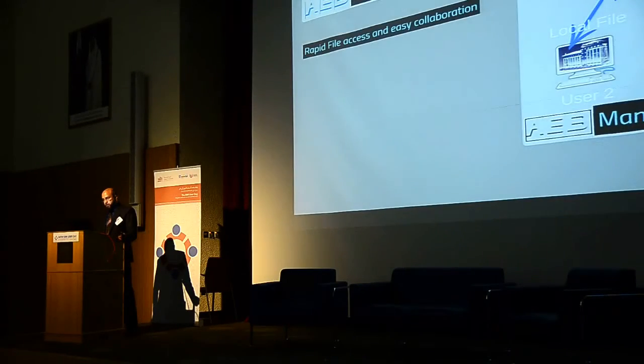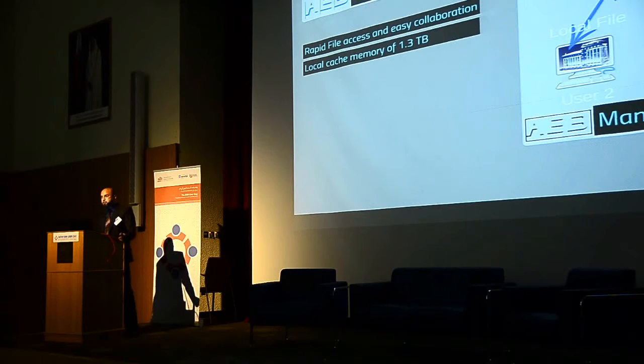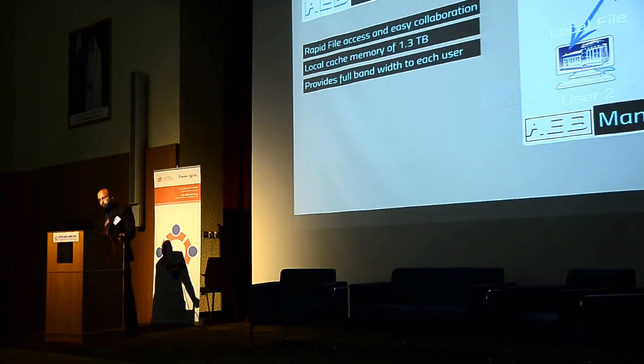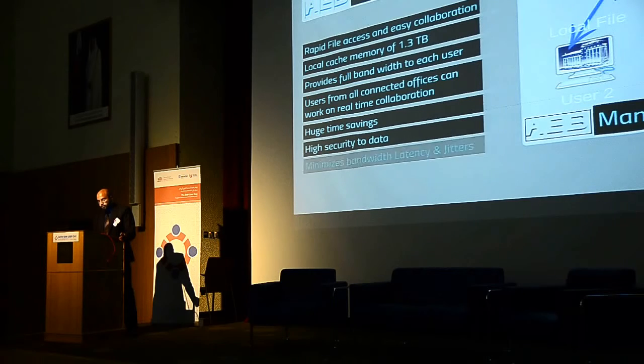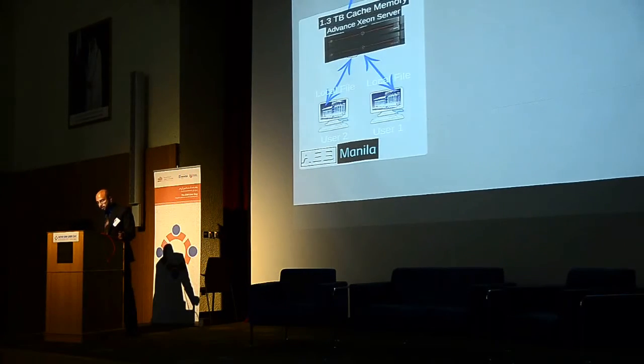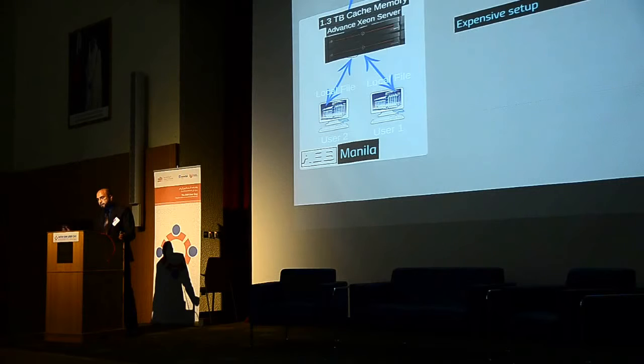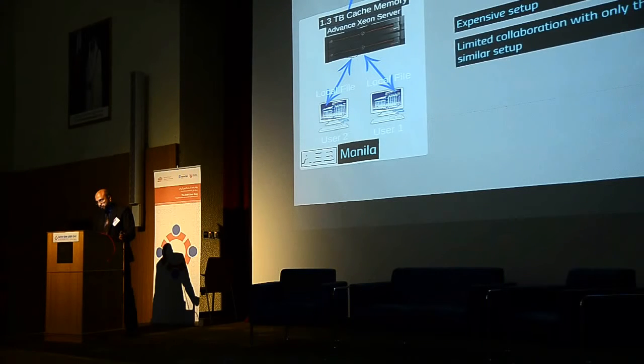So again, lots of benefits: rapid file access and easy collaboration. Local cache memory of 1.3 terabyte provides full bandwidth to each user. Users from all connected offices can work on real-time collaboration, huge time saving, high security data, minimizes bandwidth and latency jitters, all those things. But there are some limitations as well, such as it is a very expensive setup. So offices will be very reluctant to deploy this technology without having it reviewed properly.